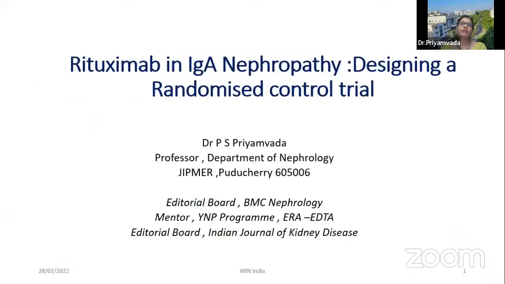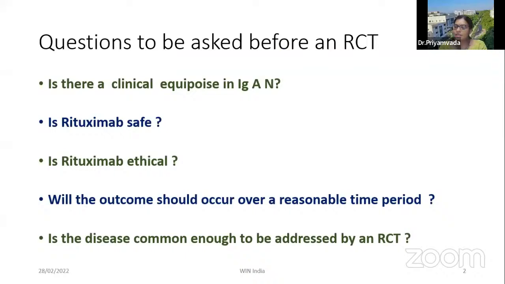Yes, ma'am. So basically, all these things have been already discussed by Nivedita. Now, what is the clinical equipoise in IgA nephropathy? We know that the only treatment with level 1 evidence is ACE inhibitor or ARB, whereas for steroids the evidence is pretty low, level 2B. And you need to be very careful, especially if you are giving corticosteroids in people with GFR towards the lower side. And the rest of the other things, whether it's a safe drug, whether it's ethical, whether the outcome can occur over a reasonable time period, and whether the disease is common enough to be addressed by an RCT, we all know the answer.